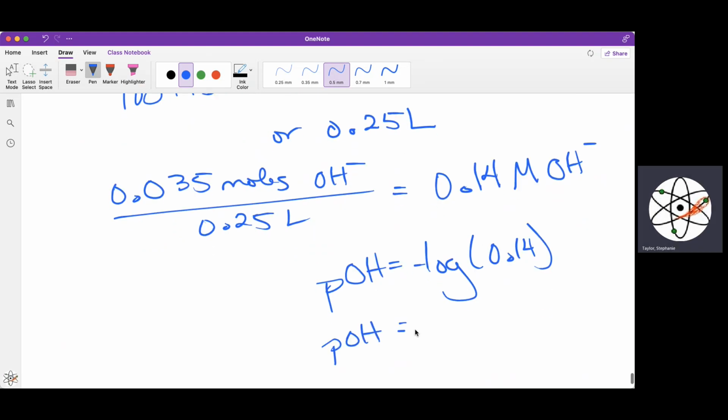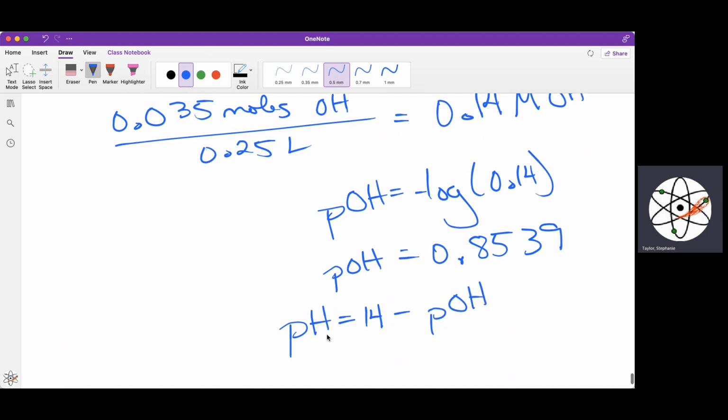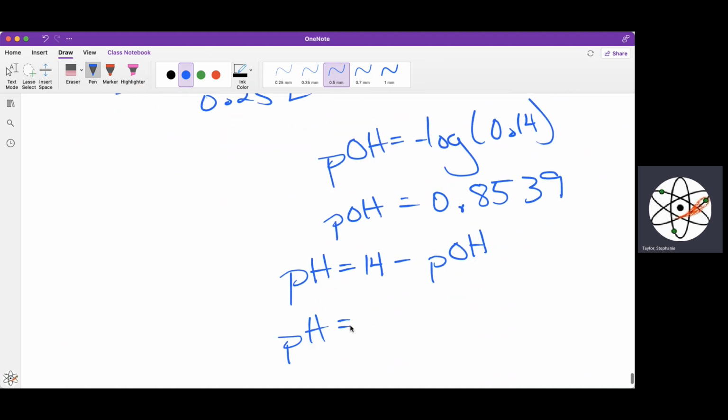The pOH is really small, 0.8539. The pH is 14 minus the pOH. pH is equal to, something should be pretty high, 13.15.